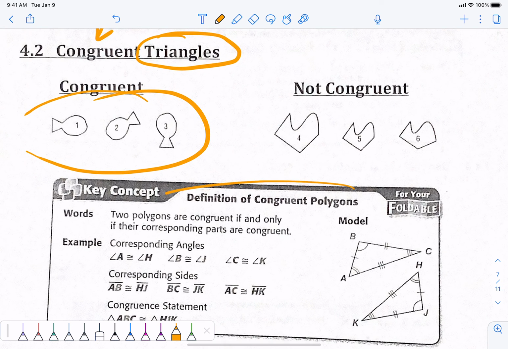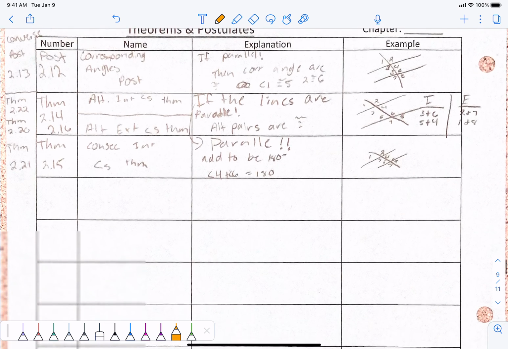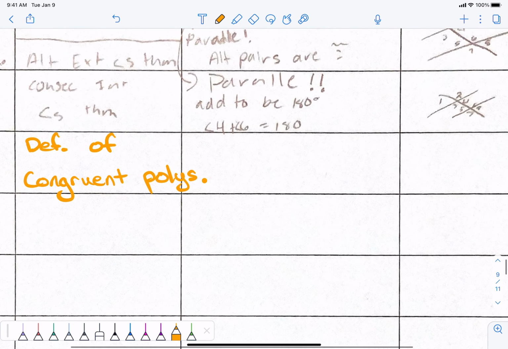All right, definition of congruent polygons, okay? We're going to write that thing down on your theorem and postulate sheet. And even though it's not a theorem, we're going to write it down because you're going to use this. So definition of congruent. I'll write out the word congruent. Congruent polygons. I'm going to say definition of congruent polys.